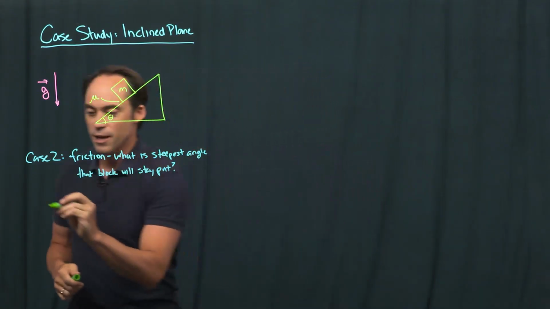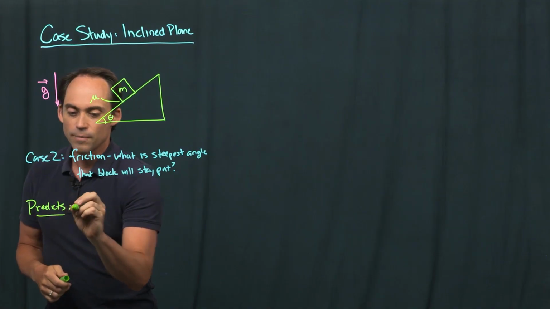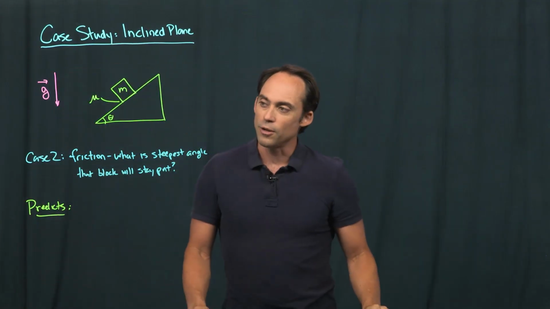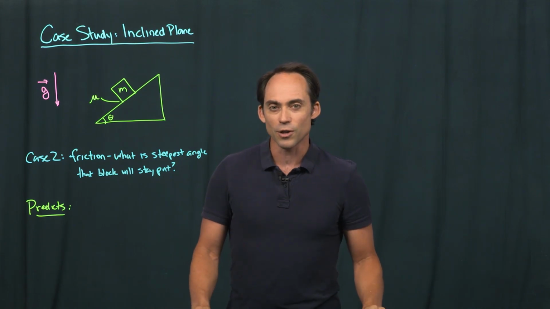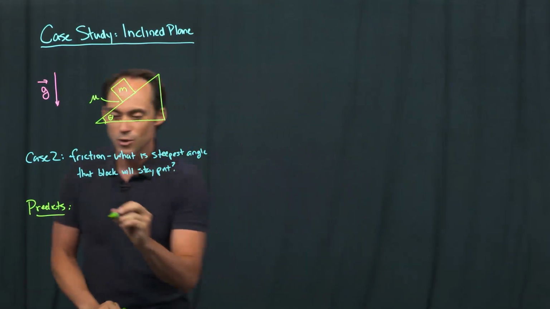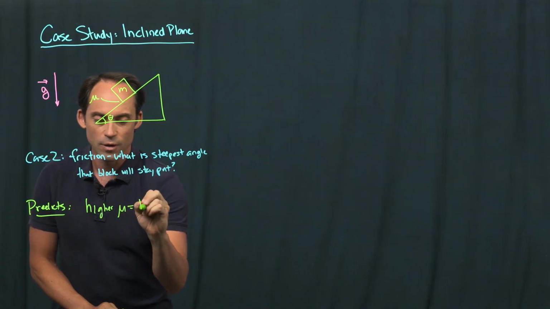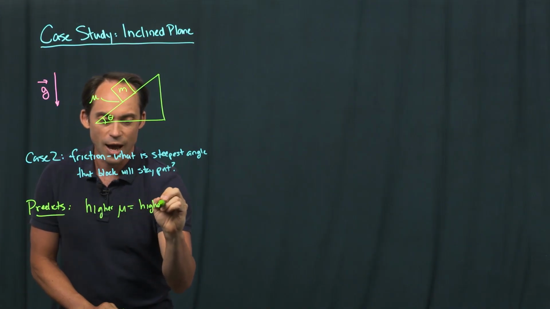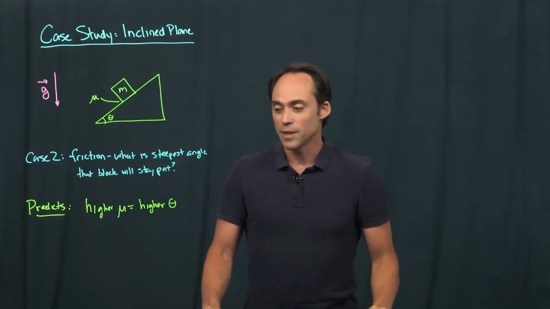So again, we can think about some of the predictions of our answers. For example, I would suspect that as we increase the coefficient of friction, then I can tilt this angle to a higher degree. So the higher the mu, the larger the angle that's going to be the critical angle.